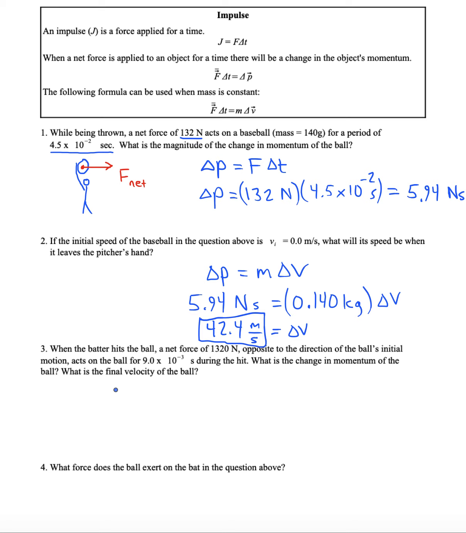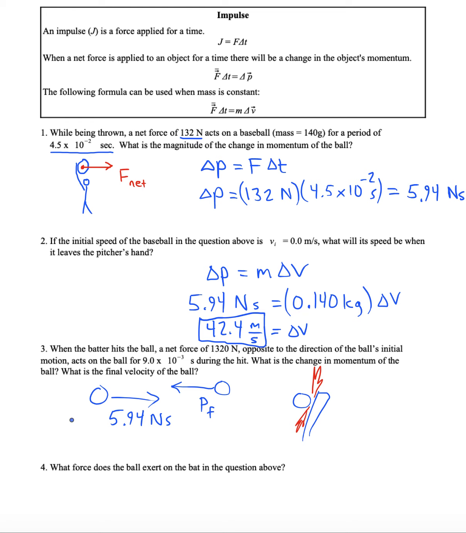Okay, so I'm going to draw out the problem. The ball is coming in with a momentum of 5.94 Newton seconds. It's going to strike the bat here with a very short collision time. There'll be a force applied to the ball, and then afterwards it's going to be coming back. And we don't know what that final momentum is going to be.